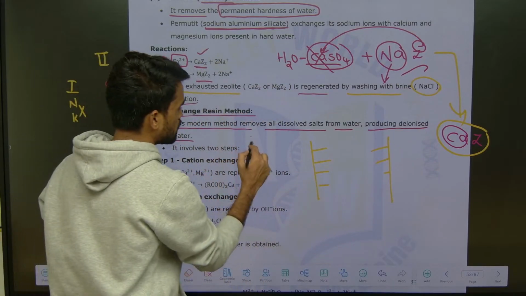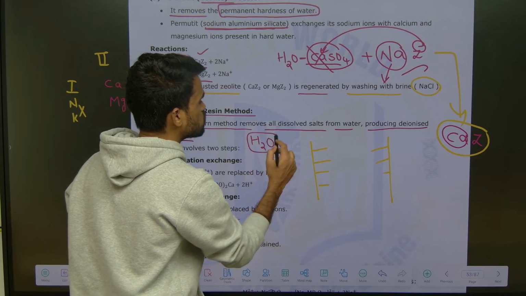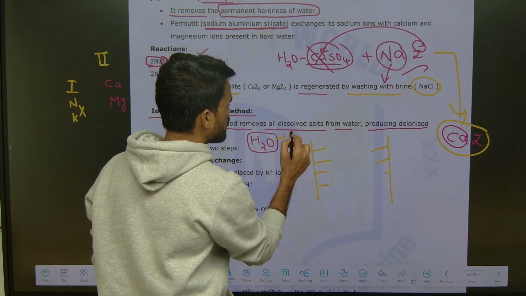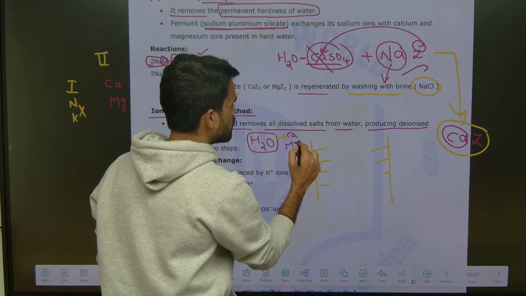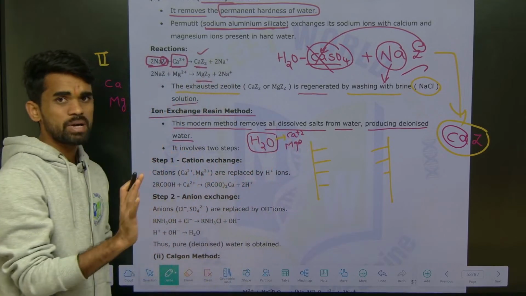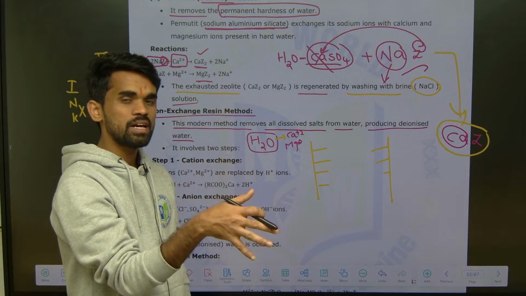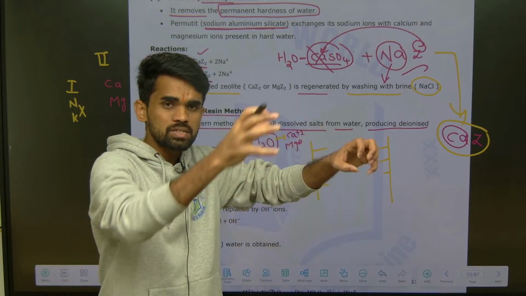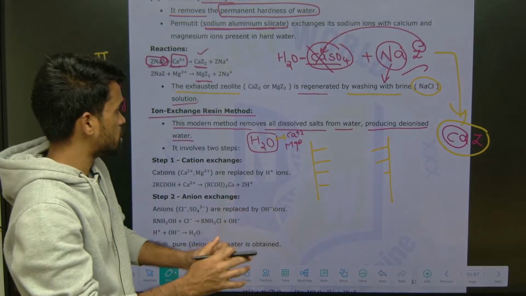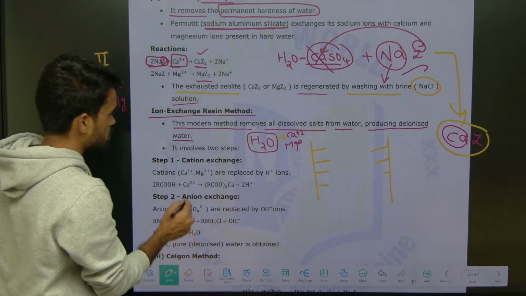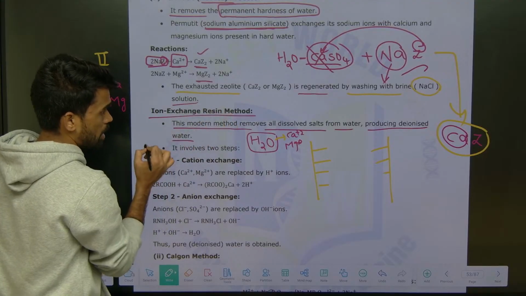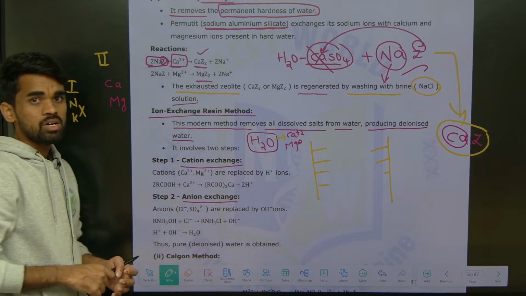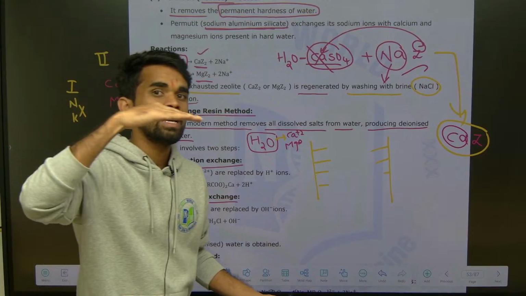See, generally water is H2O, a weak electrolyte, so it won't dissociate normally. But if any calcium salts or magnesium salts are present, these ions will dissociate, like calcium ion, magnesium ion, and sulfate ions, chloride ions. Like that we have cations and anions. We need to remove all cations and all anions, right? In this ion exchange resin method, we have one cation exchange chamber and next an anion exchange chamber. First water will be sent through the cation exchange chamber.